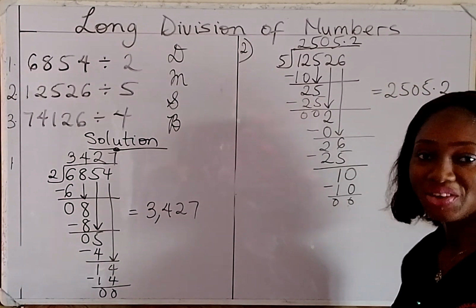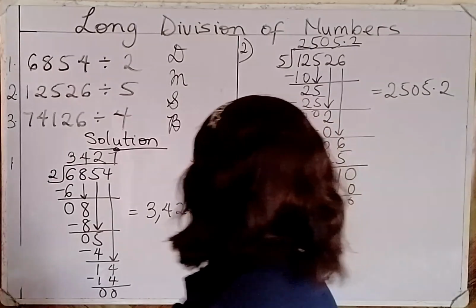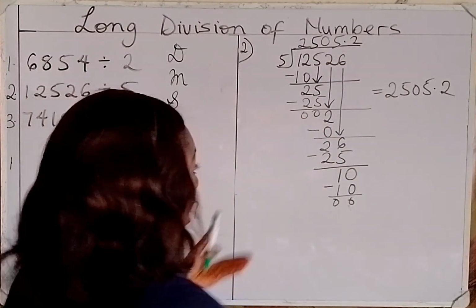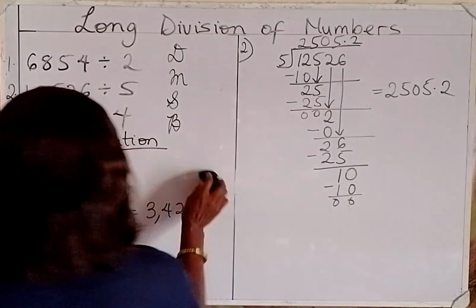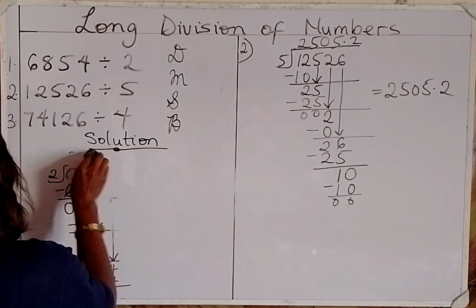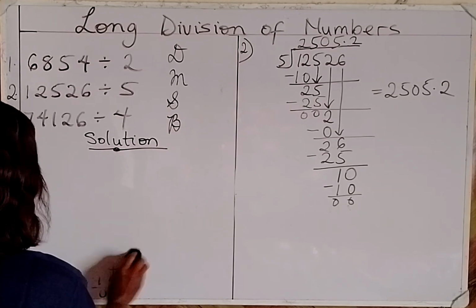2,505.2. Okay? I hope this helps to solve questions like this, and to also help you with your decimals, getting answers in decimals. Now let's move on to question 3.